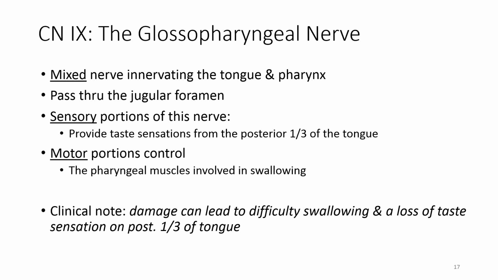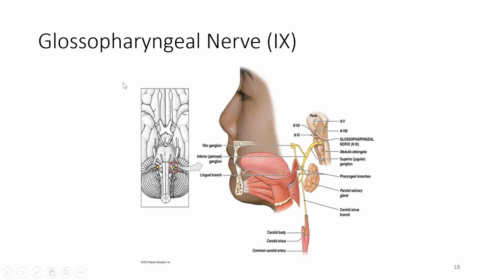If you damage it, just as you would think, you might lose your taste sensation in that back third part of your tongue, which is the part that's innervated by this nerve, and it can also lead to difficulty swallowing because those motor neurons are not going to be able to communicate with the muscles of the pharynx any longer. So here you can see the rootlet back here from the brain. You can see here's that glossopharyngeal nerve. The glosso part is going to go to your tongue, and then there's the pharyngeal branches, which innervate the tongue and the back of the throat, and again, are involved in swallowing.